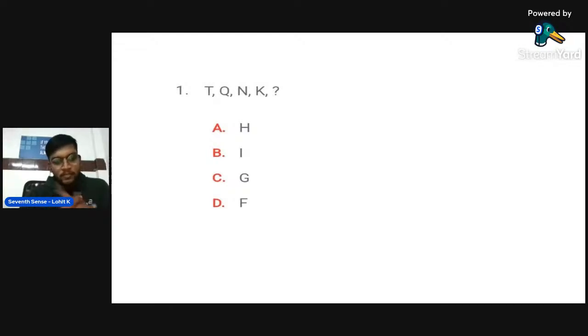That T, Q, N, and K. So this T, Q, N, and K are separated with commas, right? The commas represent that we are following a sequence here. This is a sequence they have given, and including the 4 terms it will be made into a series. So you have to find out the pattern of that particular sequence and get the next letter. What could be the next letter according to you?